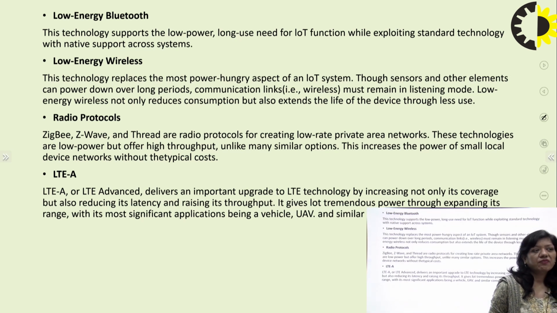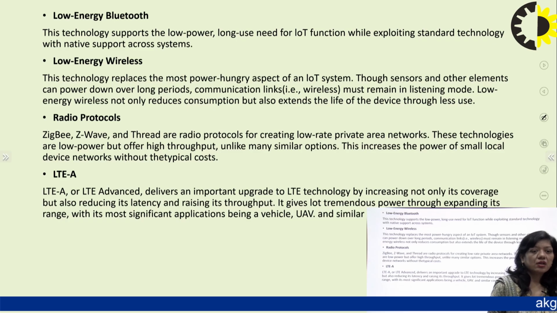First one is low energy Bluetooth. Basically, it's a technology supported by the low power, long use needs of IoT functions while exploiting a standard technology with native support across systems. Next one is low energy wireless. This technology replaces the most power-hungry aspect of an IoT system. Sensors and other elements can power down over long periods, but a wireless communication link must otherwise remain in listening mode. So low energy wireless not only reduces consumption but also extends the life of the device through less use.